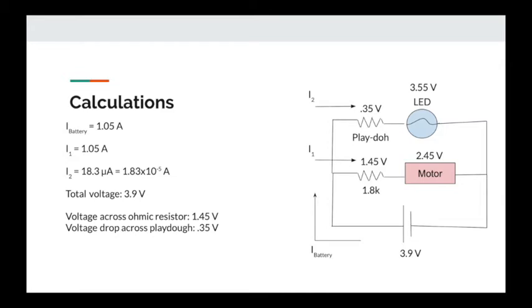Through our data collection, we found the following values, shown on the screen. I battery is the total current through the entire circuit. I1 is the current flow through the ohmic resistor to the motor, and I2 is the value of current found from the Plato to the LED.